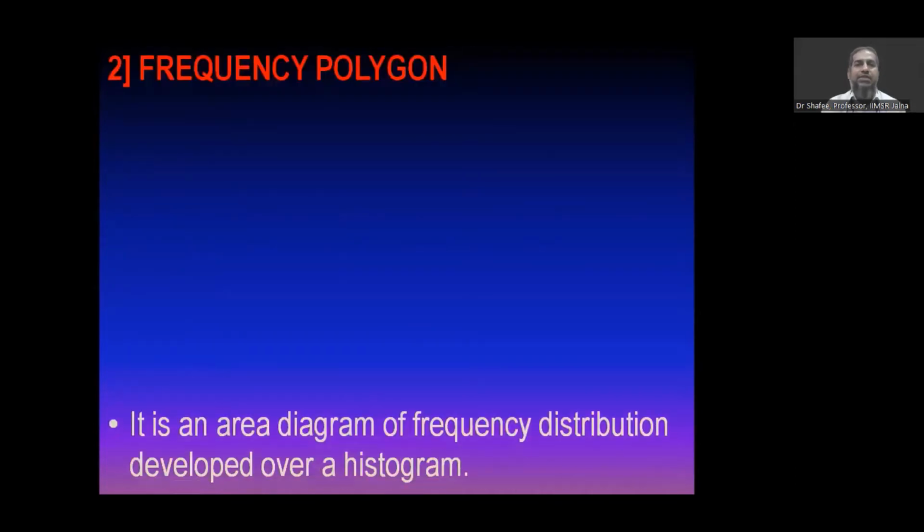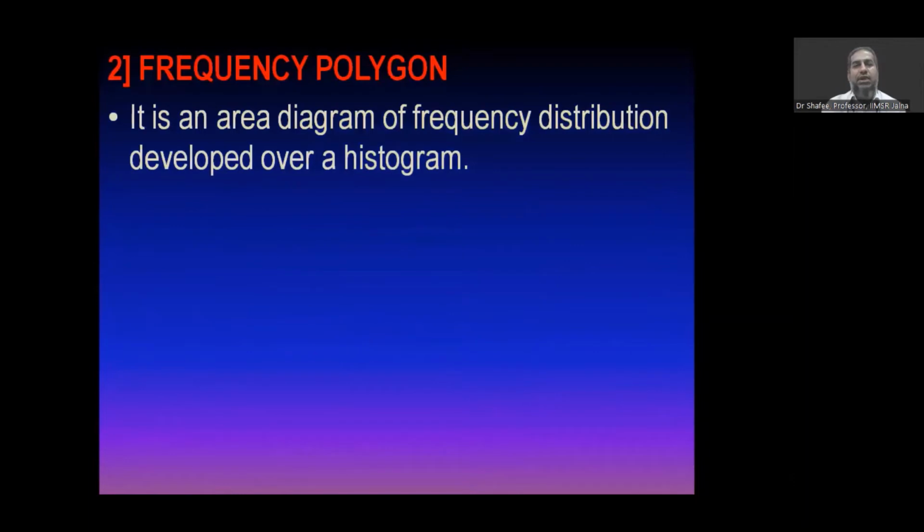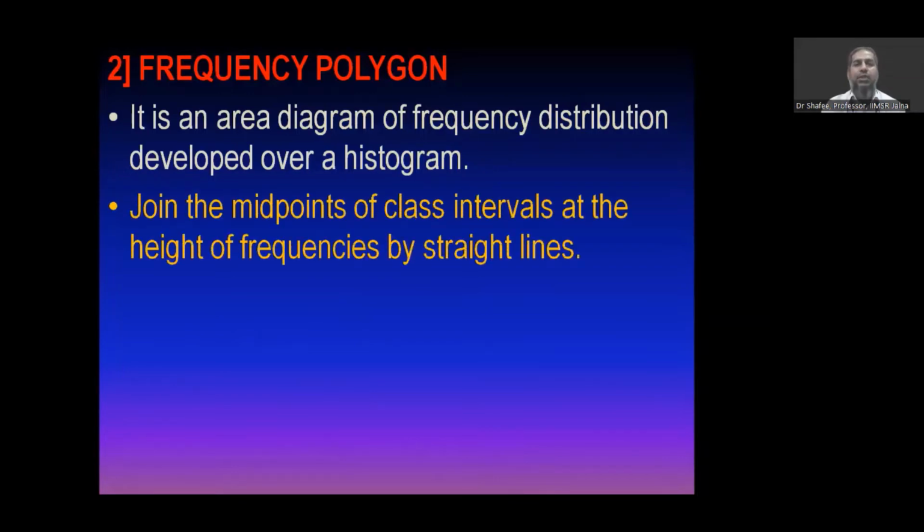Now, the second type is frequency polygon. It is also an area diagram of frequency distribution developed over a histogram, meaning we will use the histogram for preparing the polygon. So what are we supposed to do? Join the midpoints of class intervals at the height of frequencies by straight lines.